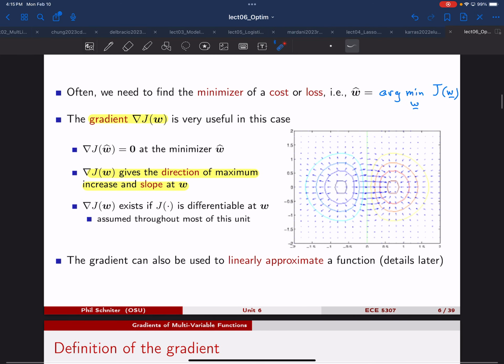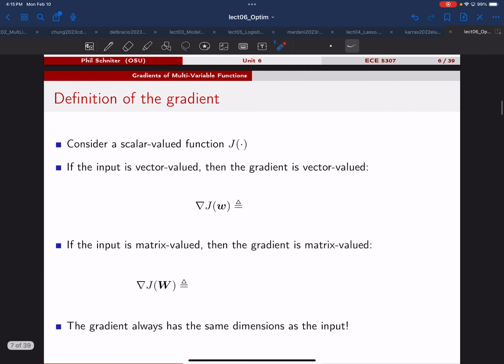And then something to keep in mind is that not all functions have gradients. Not all functions are differentiable. So we're going to focus on functions that are differentiable for most of this unit. But if we have a function that's not differentiable, then a lot of the things we talk about here can't be directly done. And something we'll talk about a little bit later today is gradients can also be used to linearly approximate a function, which will be very important for us.